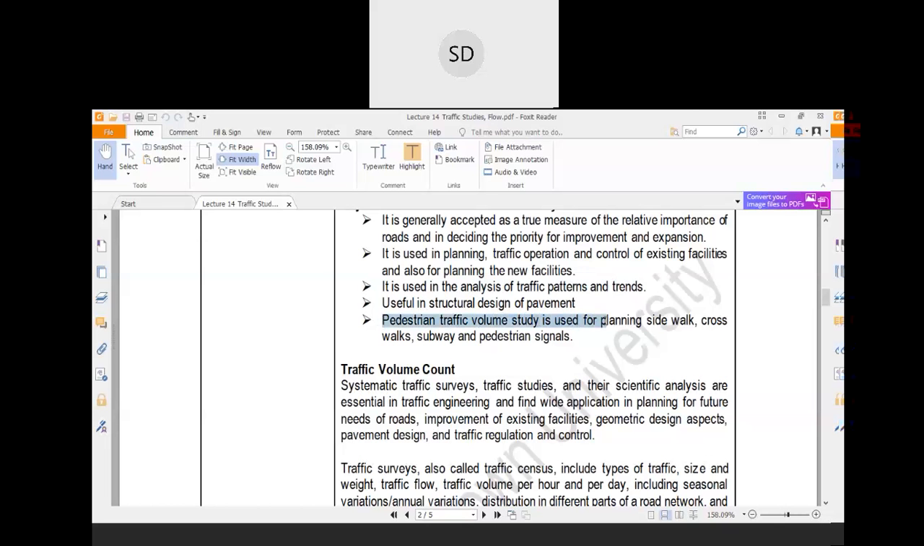Then pedestrian traffic volume study is used for planning sidewalks, crosswalks, subways and pedestrian signals. So different types of pedestrian facilities can be accommodated within the road section with the help of a pedestrian traffic volume study. Pedestrian traffic volume study is similar to the vehicular traffic study, but here we will only consider pedestrians. We will consider how many pedestrians cross a particular section of the road. That is pedestrian traffic volume.